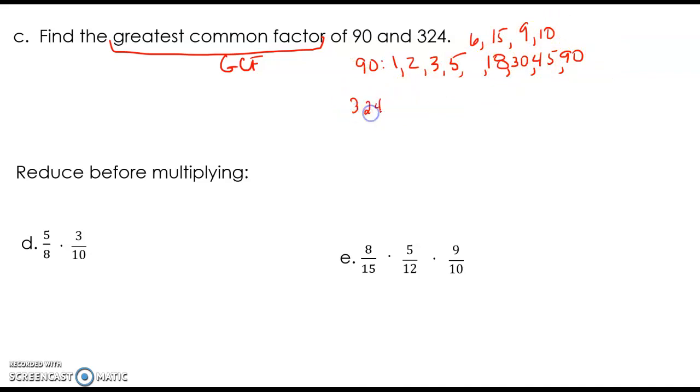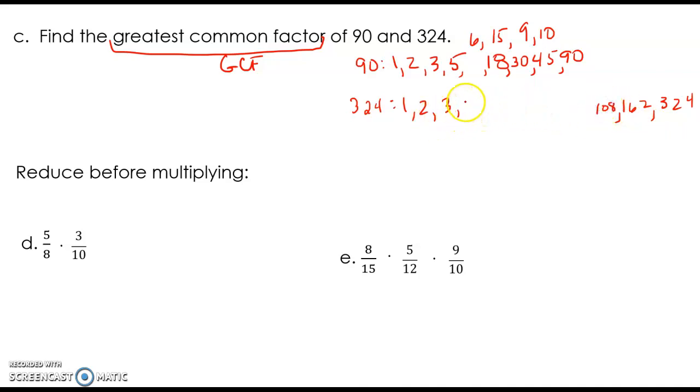And then 324, we have 1 and 324. I think there's going to be a lot of them. I know 2 goes into it. Let's see, 324 divided by 2, 162. Let me add the numbers and see if 3 will go into it. So 3 plus 2 is 5, plus 4 is 9, so I know 3 will go into it. 324 divided by 3 is 108.